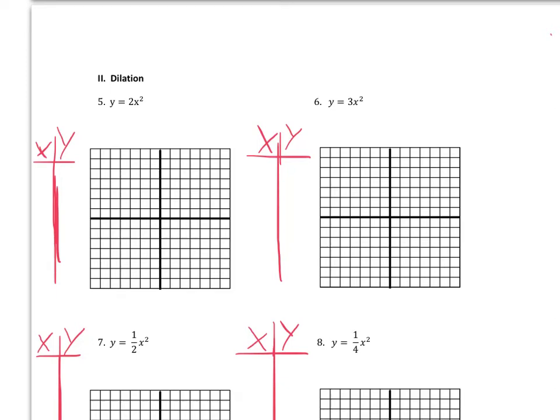Alright, on this video right here, we're going to go over the second type of transformation of a parabola. And you can see right here at the top, it's called a dilation. What this basically means is either the parabola is going to get wider or it's going to get skinnier, or we could say more narrow. The ones that you already did were the vertical translations, where you just move it up or down, but the width was always the same.